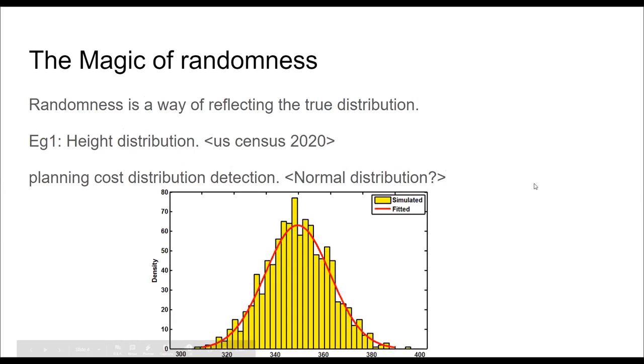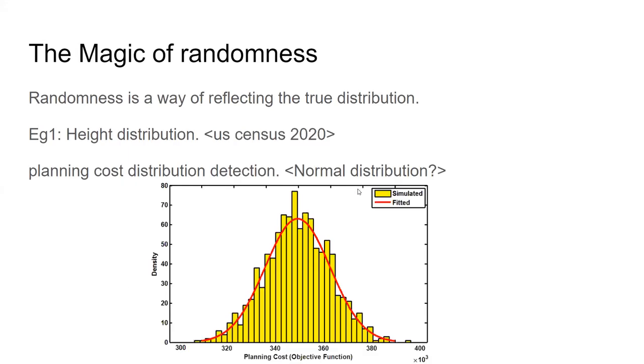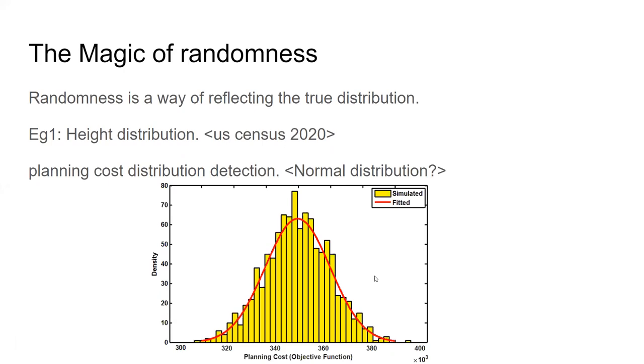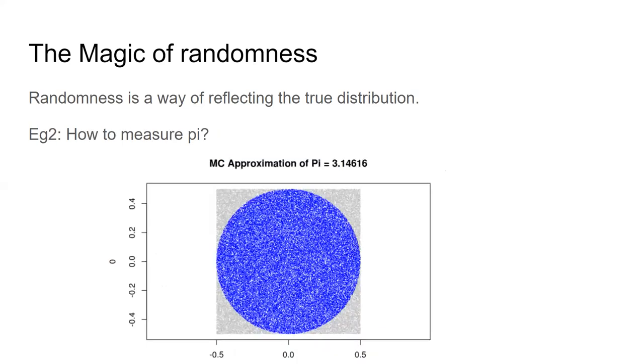And it's not only for the height, but also for things like the planning cost distribution and for other things. And it's not only for the normal distribution, it also works with the uniform distribution and for some other distributions that all make sense. With such sampling, we can easily get the distribution of those, okay? So that is one of the ways that we make use of randomness. And the second is even more interesting.